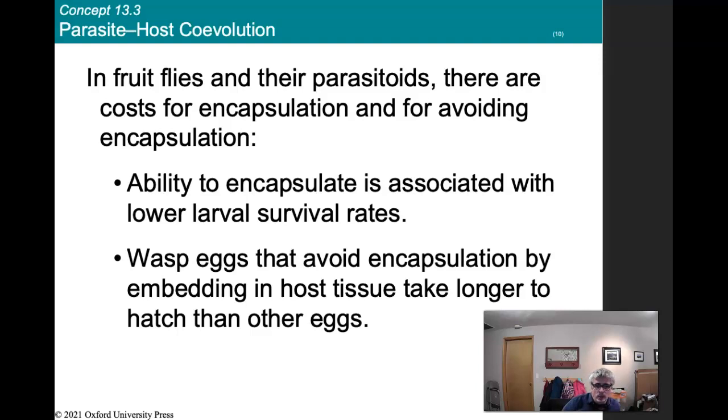And wasp eggs that avoid encapsulation by embedding in host tissue take longer to hatch than other eggs. What that means is, the longer it takes for you to hatch, the more likely that fruit fly, or your host, is likely to die from some other reason. Like if you're an egg, particularly a parasitoid egg, and you're in your host waiting to hatch, and then they get eaten by a bird, it's like, well, game over. So time is always of the essence there. So there's a cost to these, and that helps.